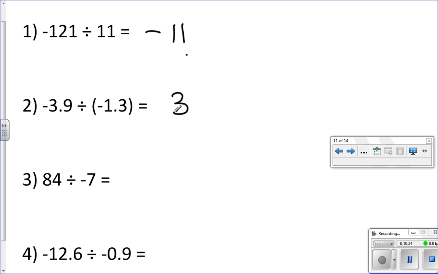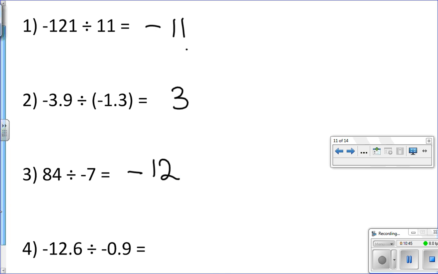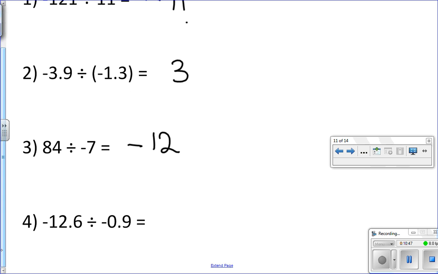84 divided by negative 7. It's a positive divided by negative, so it's going to be negative 12. And finally, I have negative 12.6 divided by negative 0.9. And since that's a negative divided by negative, it's going to be a positive 14.